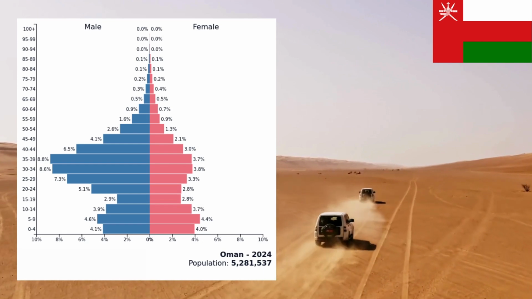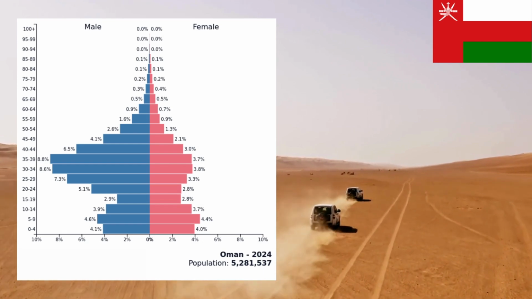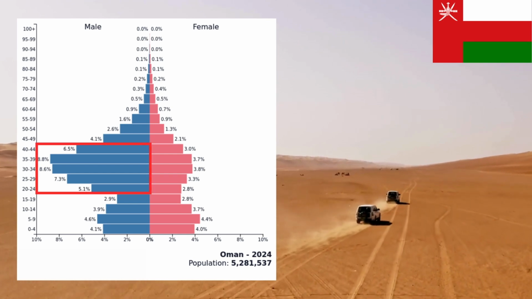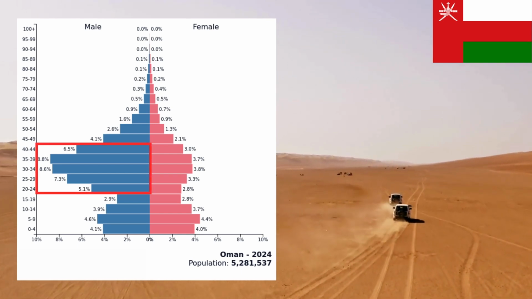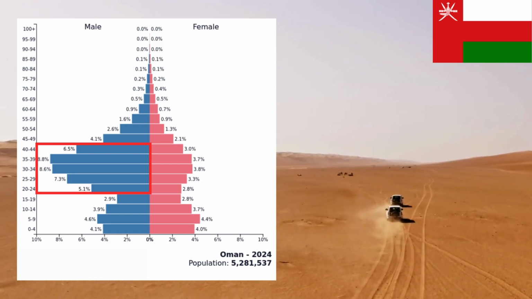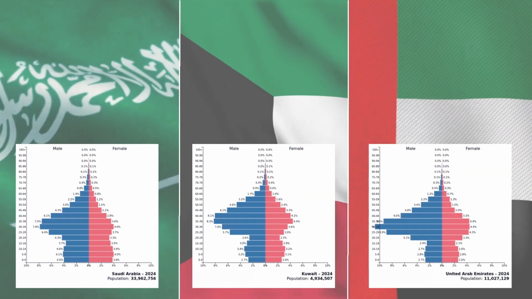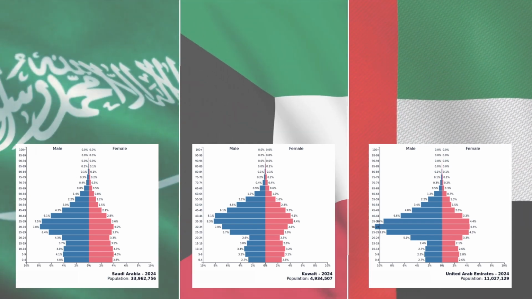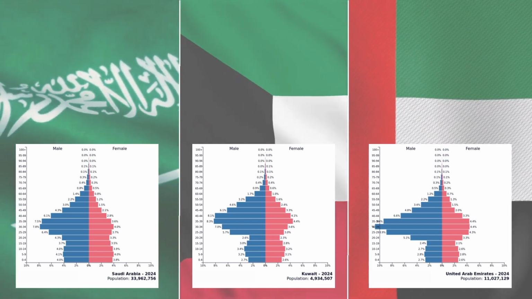This one is from Oman, which isn't even close to symmetrical, and it shows us that there are many more men, mainly in the age of 20 to 40. And this is because the country has had a lot of immigrant workers enter the country, and this creates this unique design. The same goes for the United Arab Emirates, Saudi Arabia, Qatar, Bahrain and Kuwait.